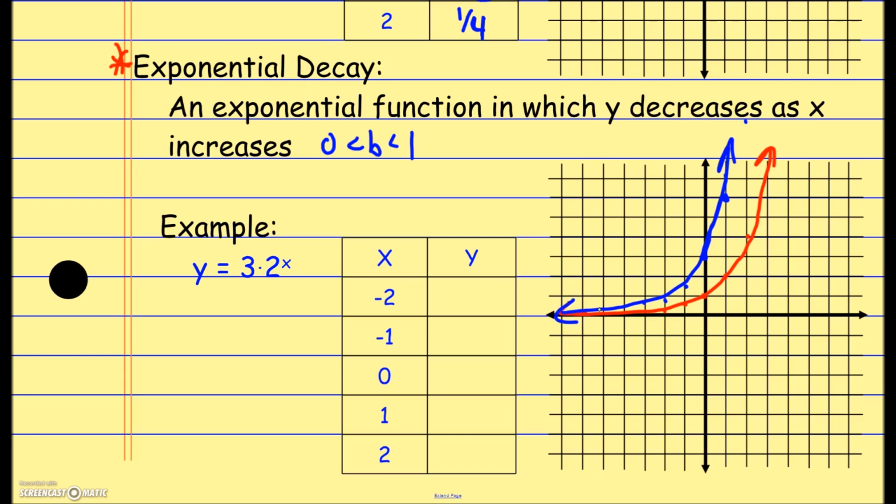And I can easily confirm this by plugging a couple values in. If I plug the -2 in, that's a 1/4 times 3 is a 3/4. The -1, that's a 1/2 times 3 is a 3/2. The 0, 2 to the 0 power is 1 times 3 is a 3. 2 to the first power is 2 times 3 is a 6. 2 to the second power is 4 times 3 is a 12. And you see, those are the values that I just graphed, okay?